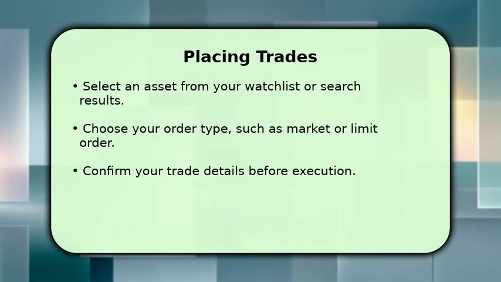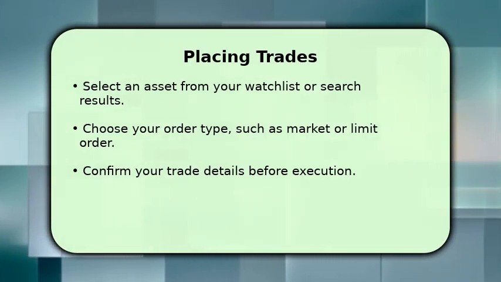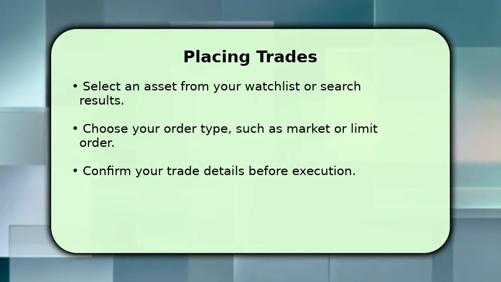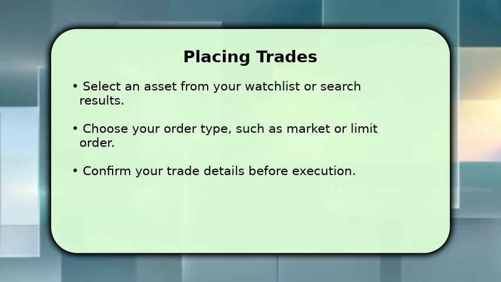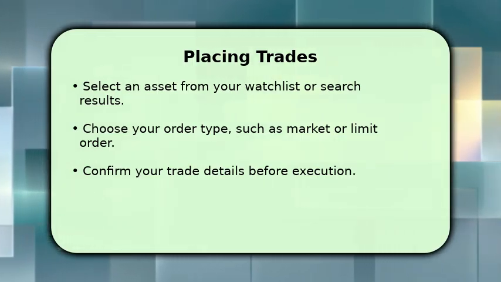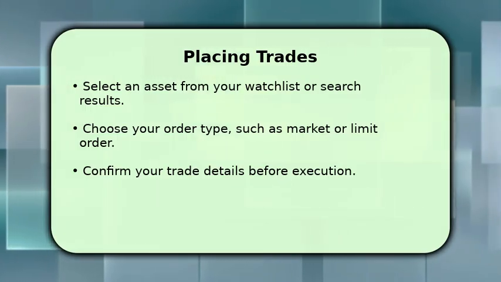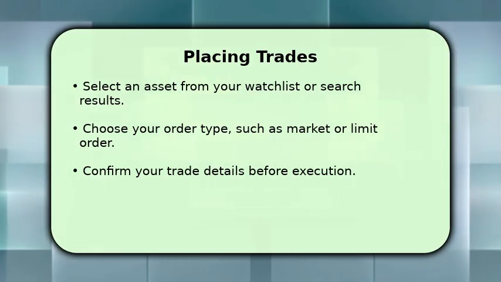Placing a trade on the IBKR mobile app is efficient. Once you've found the asset you wish to trade, tap on it to view its details. Here, you can select your order type, whether it's a market order for immediate execution or a limit order to specify a price. Enter the quantity you want to buy or sell. Always review all the trade details carefully before confirming to ensure accuracy and prevent errors.